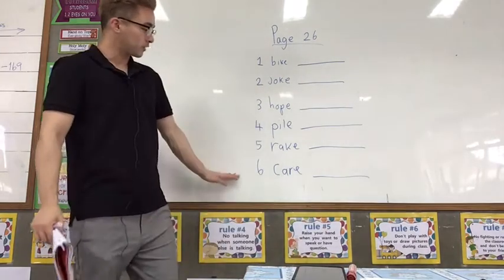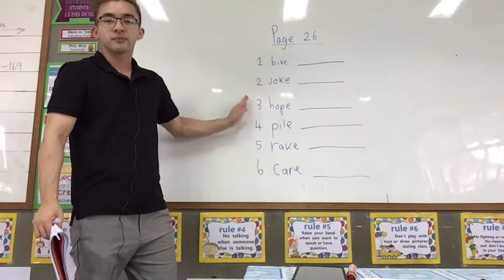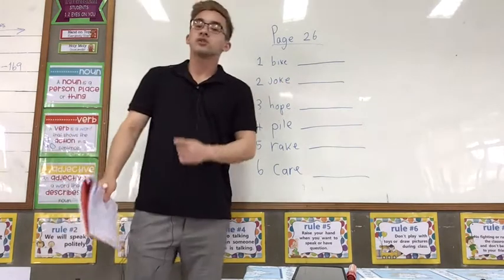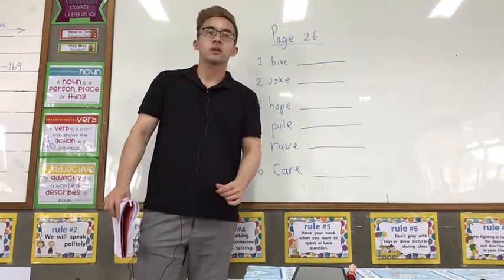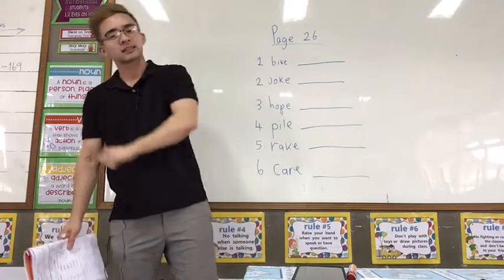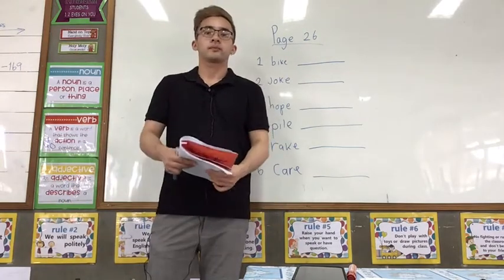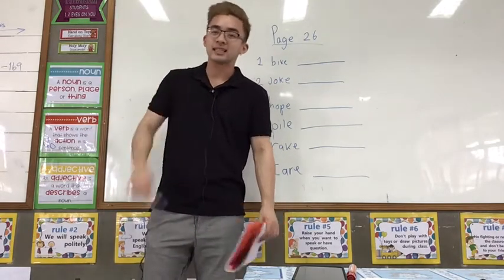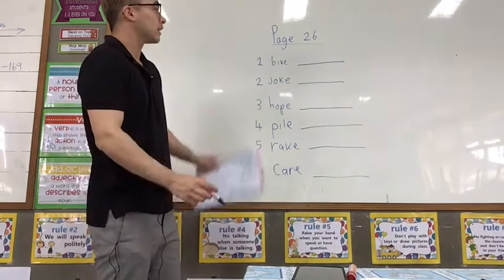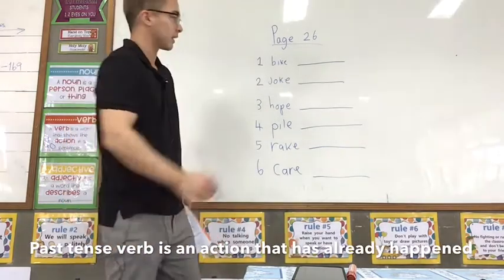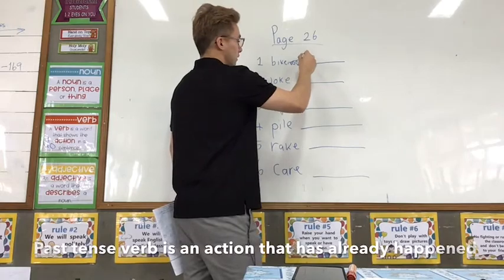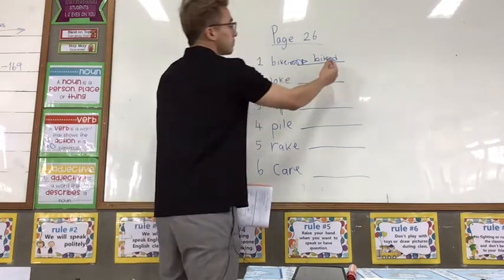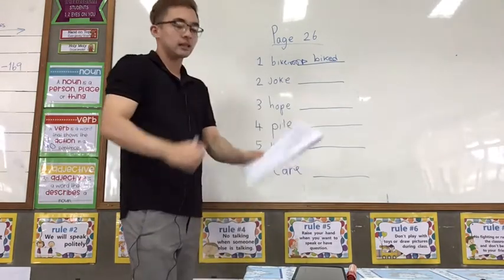Let's look at these words. These words are present tense verbs. Okay, how do we make a present tense verb past tense? We add ed. So bike is present tense. Past tense. Very good. Because look, it has ed.